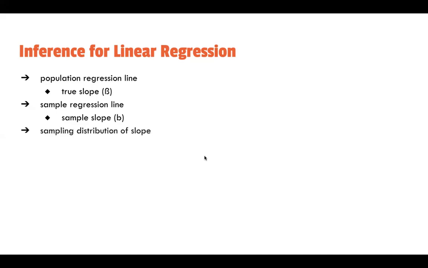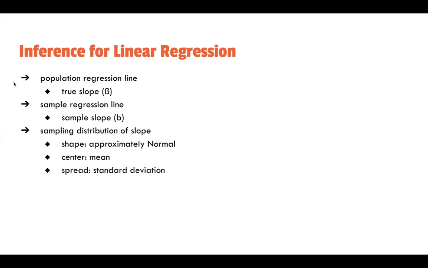First of all, let's talk about the sampling distribution for the slope. This is going to be for b because b is the sample slope. And there's three main things we talk about. The shape, it's going to be approximately normal. The center, we're going to use the mean. And the spread, we're going to use the standard deviation, like usual. Now, what is the mean? The mean mu b is going to be equal to beta because, as usual, it's going to be what the population value is.